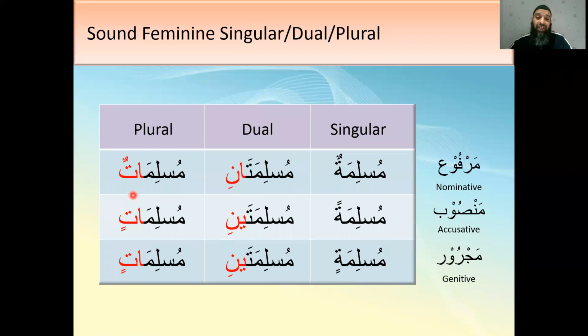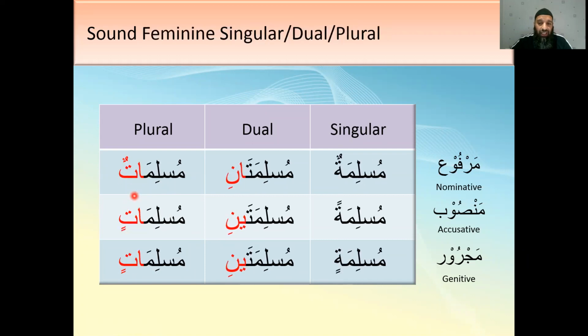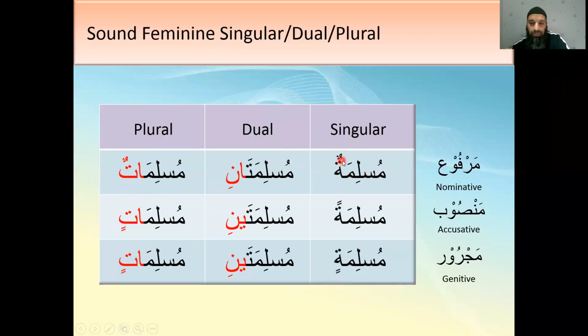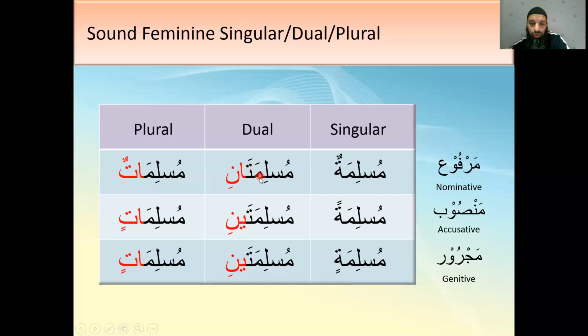Okay, so this is the feminine. I'm just going to flick through these. Look at the difference. The feminine ends in ta marbuta. So you got muslimatun here. So that ta carries on through to here. Muslimatani. The alif and the noon still stay for dual feminine as well. Ani stays.